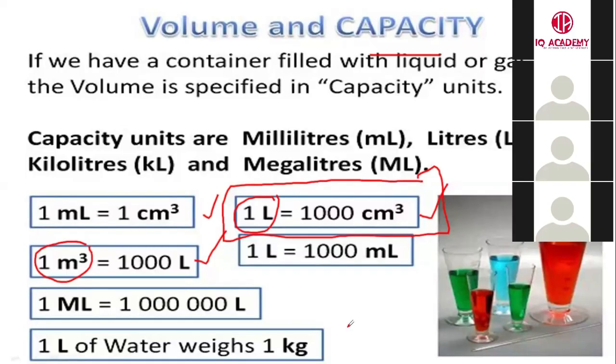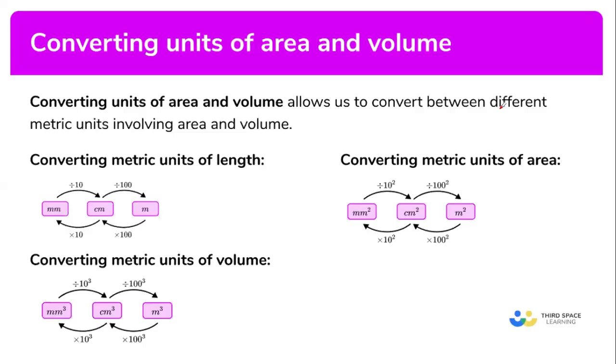Okay, so I was saying 1 liter is actually equal to 1,000 cubic centimeters. So you need to know this conversion factor here. It's very important. And then from the volume, we can talk about the area.